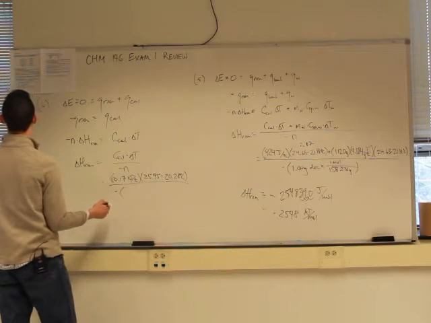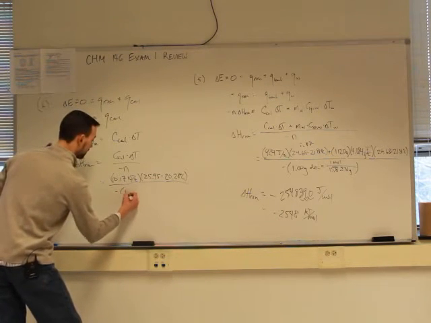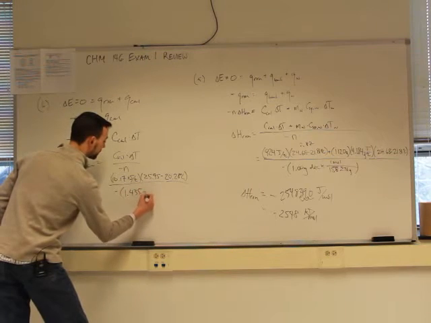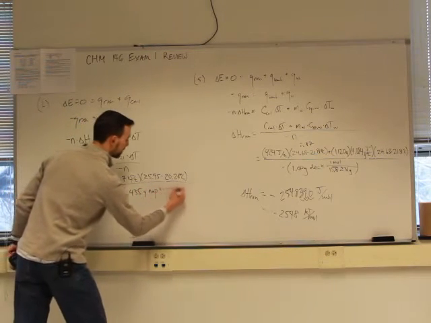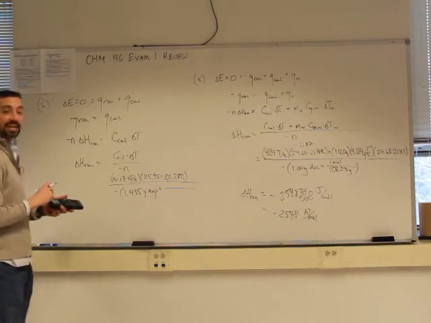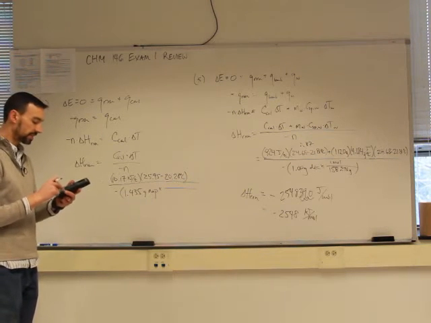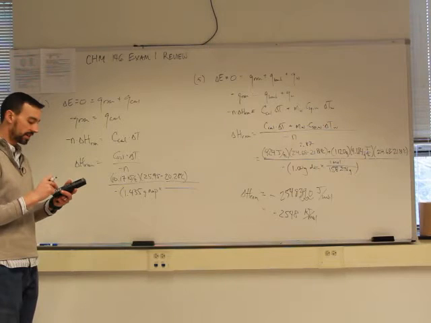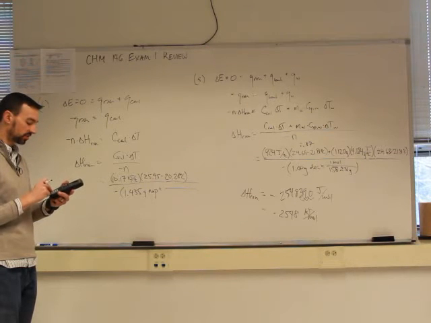I'm going to have to do this conversion. 1.435 grams of naphthalene, I've got to figure out the molar mass of my naphthalene. It is C10H8, so 10 times carbon's molar mass plus 8 times hydrogen's molar mass.